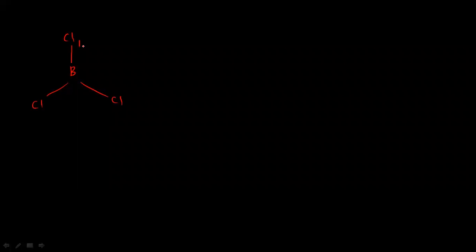Give the labeling to this 1, 2, 3. And let us find out here how many types of symmetry elements are present in this molecule. So first it is center of symmetry. Does this molecule have a center of symmetry? No, there is no center of symmetry. So this is not having any center of symmetry.